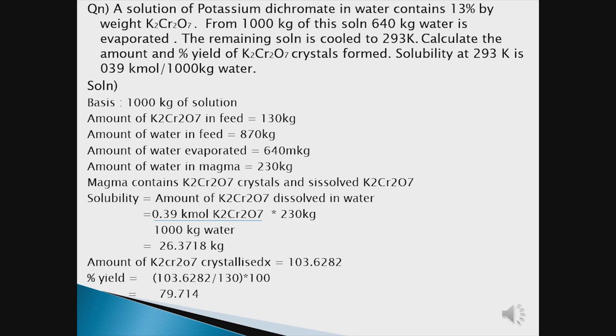where we get the answer as 26.3718 kilogram, and the amount of K2Cr2O7 crystallized is equal to 103.628 kilogram. That is, the percentage yield is equal to 103.628 divided by 130 times 100, which is 79.714. So that's all about the crystallization.